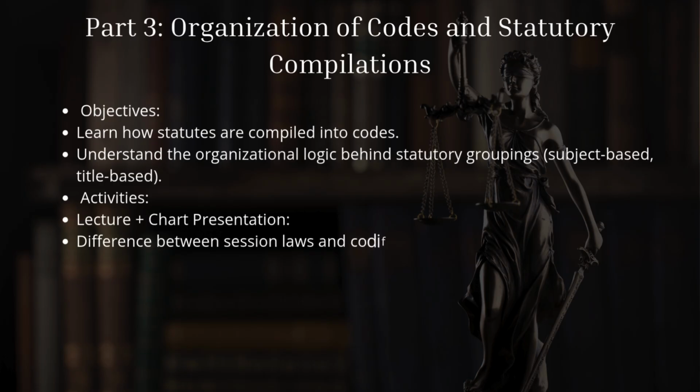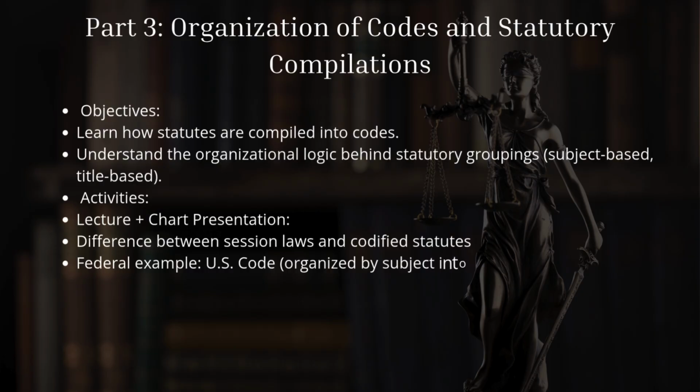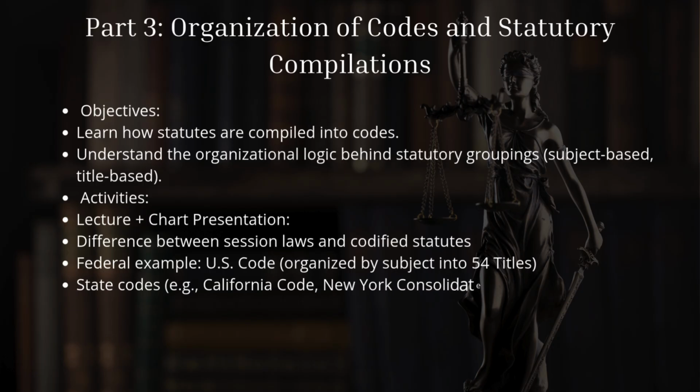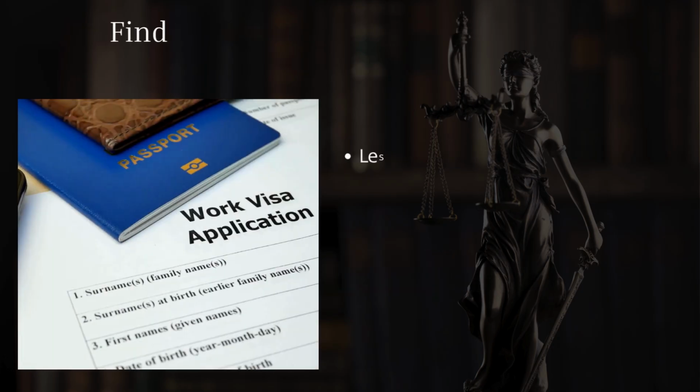Activities. Lecture plus chart presentation. Difference between session laws and codified statutes. Federal example: U.S. Code, organized by subject into 54 titles. State codes, e.g., California Code, New York Consolidated Laws.